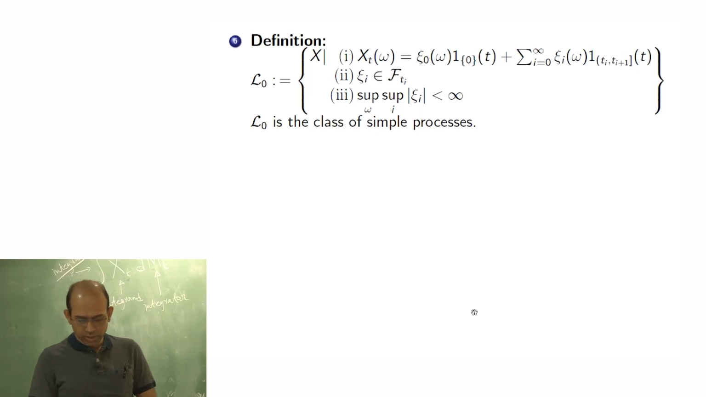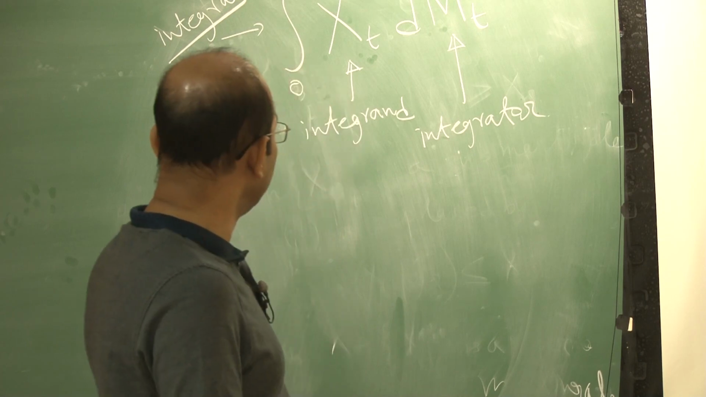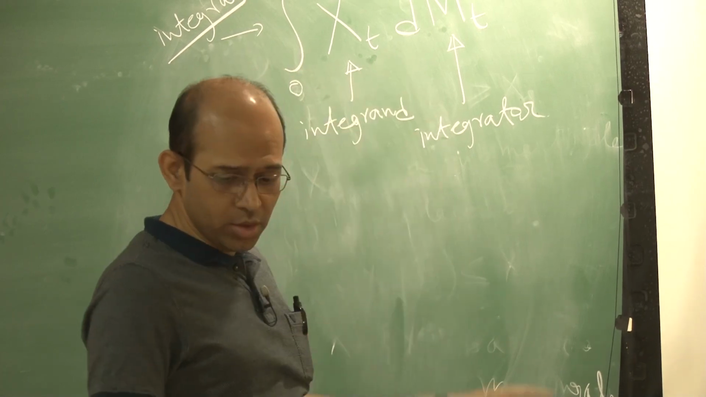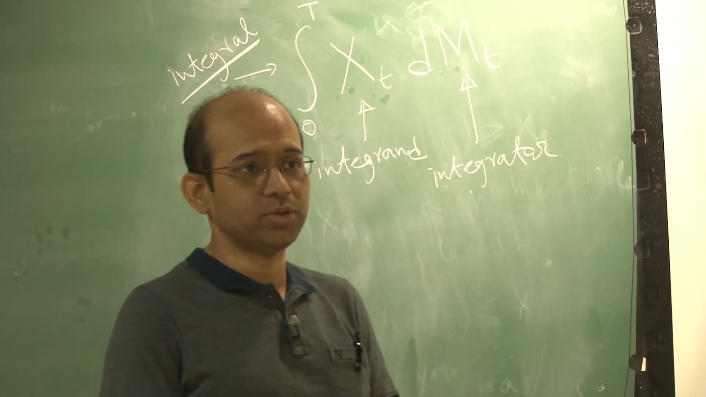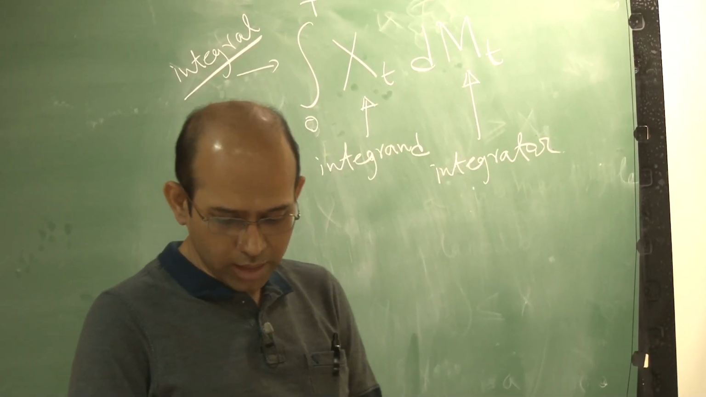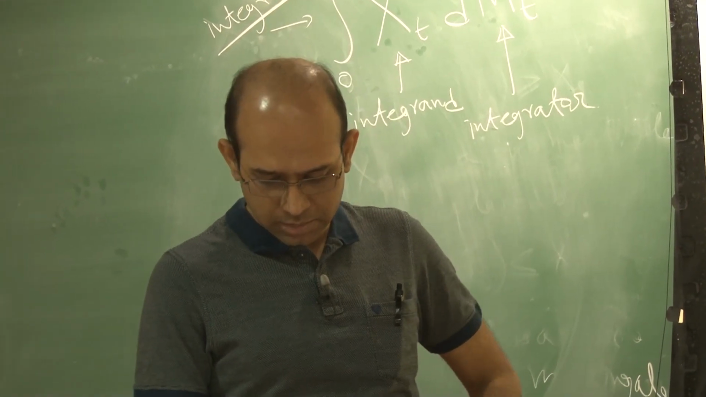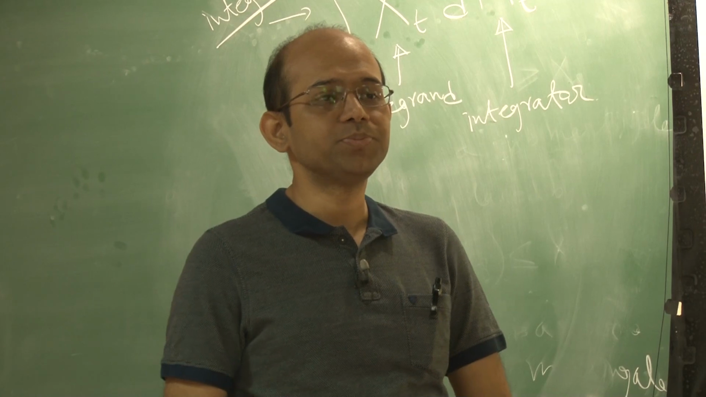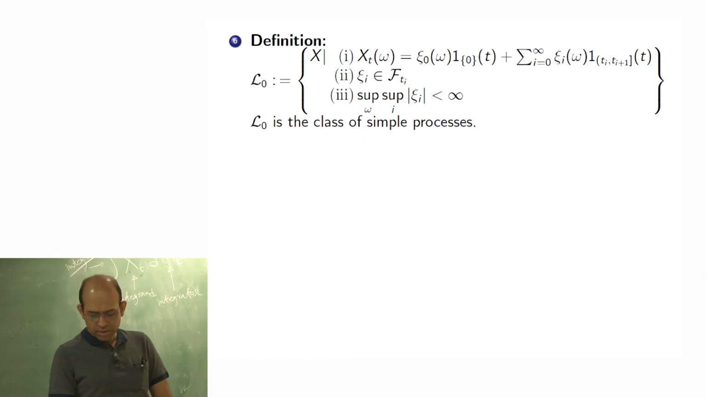Next, we cannot actually straight away define this integration for X coming from L of M. We need to build it step by step. So, we start from the very fundamental and simple thing: a process which looks like a step function. Let us read it.